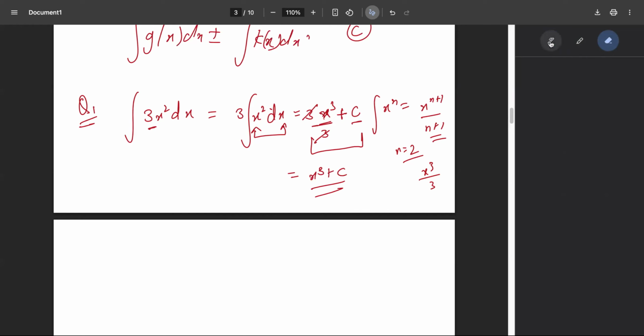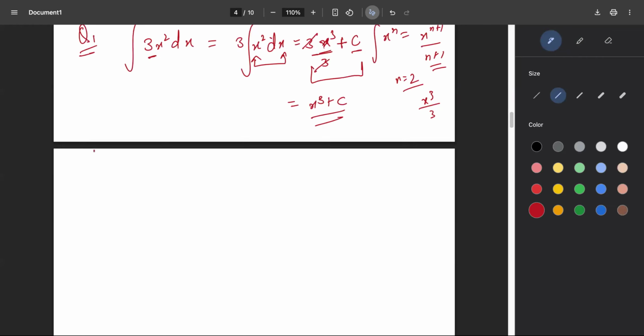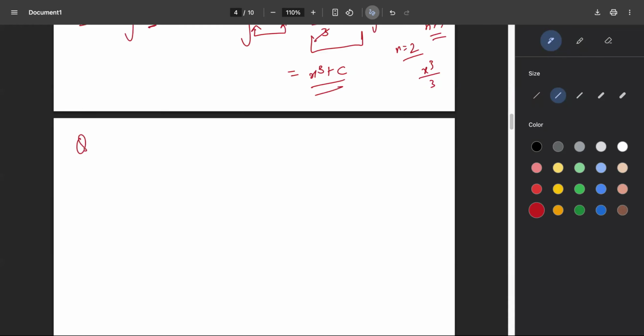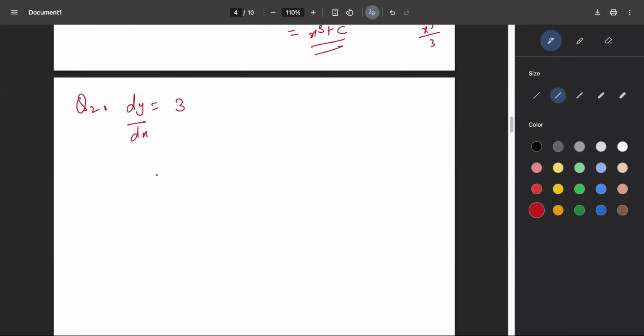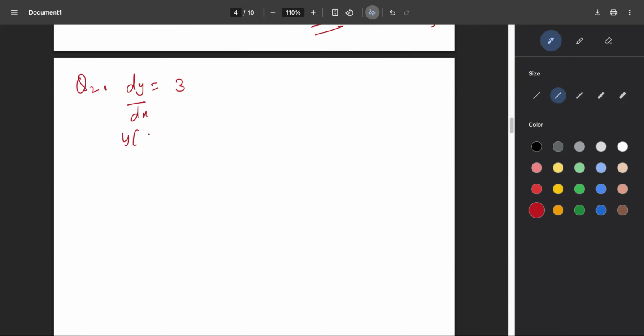Bhavna, let's say another question. Let's say dy by dx is given as 3. And y of 1 is given as 2. Calculate y when x is 5. How can you do this part?